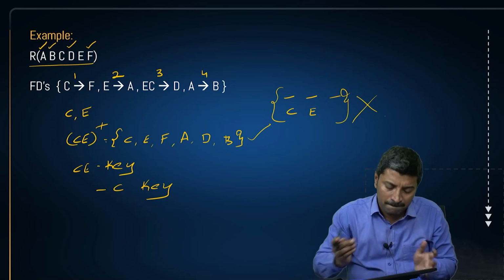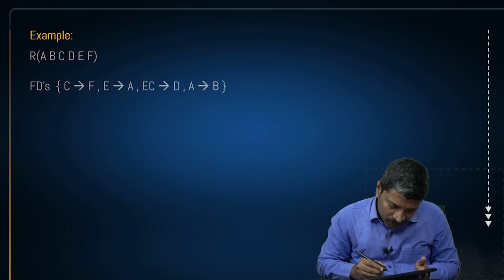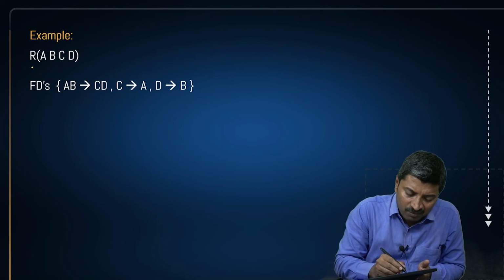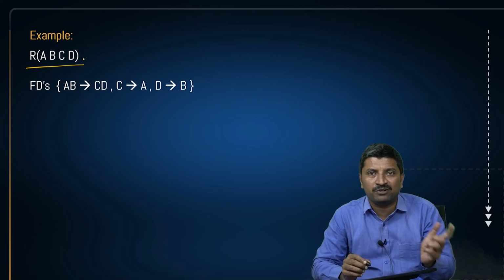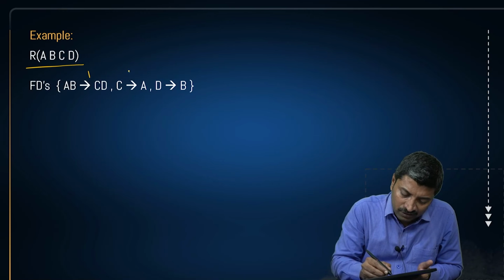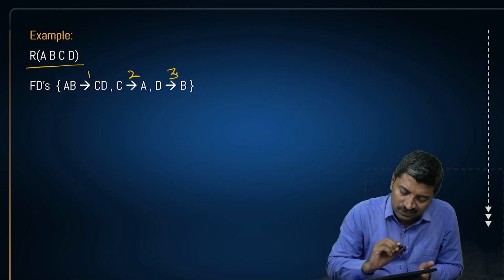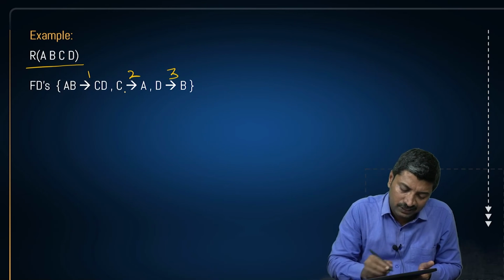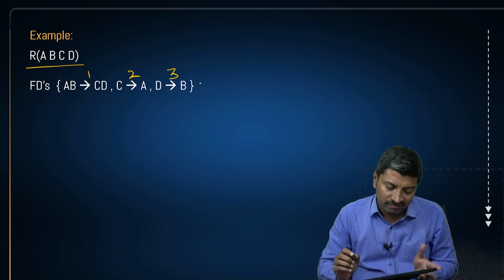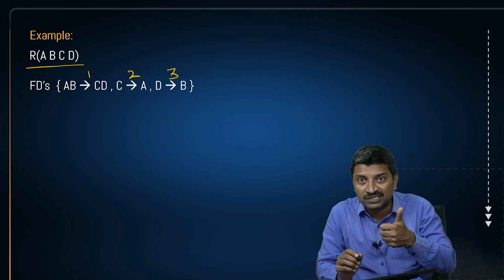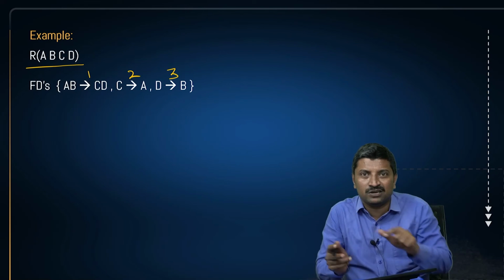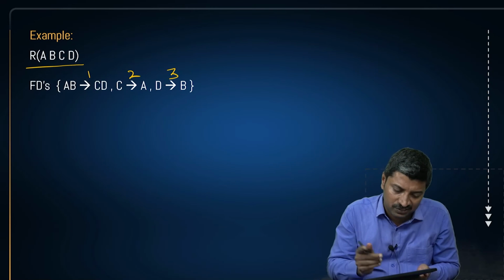Is that clear, sir? So let us see one more example on candidate keys. I am having a relation with the 4 attributes A, B, C, D, and we are having 3 functional dependencies: AB implies C, D, C implies A, and D implies B. Now what is the first task? Verify whether there is any attribute which is not present on the right side of any functional dependency.